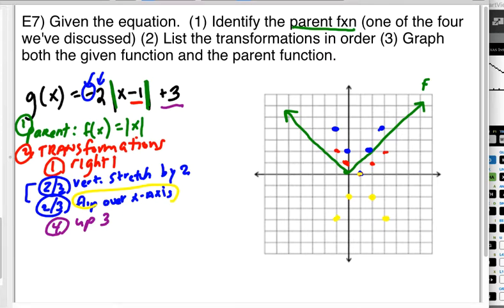And then the very last thing I'm going to do is go up 3. So if I go up 3 from this yellow point, it's going to be here. Up 3 from here is going to be here. Up 3 from here is here. And so I end up with this upside down, really skinny V, and I'm going to graph that in black because that was the color I originally gave. So there's my upside down, really skinny V. Okay? And so that's my G.